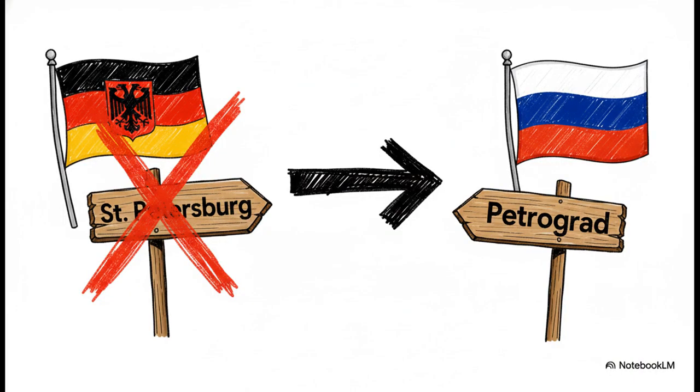And just to show you how strong this nationalistic feeling was, they actually changed the name of the capital city. Think about that. The city was called St. Petersburg, but that name sounded a bit too German. And since Germany was the enemy, they changed it to Petrograd to make it sound more Russian. This small change tells you a lot about the strong anti-German feelings at the time.